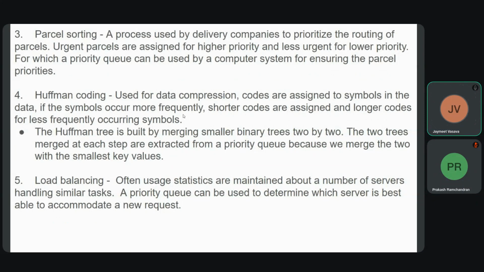Then there is load balancing. Often usage statistics are maintained about a number of servers handling similar tasks or different kinds of requests. A priority queue can be used to determine which server is best able to accommodate a new request. So how can a server be chosen to accommodate a new request?